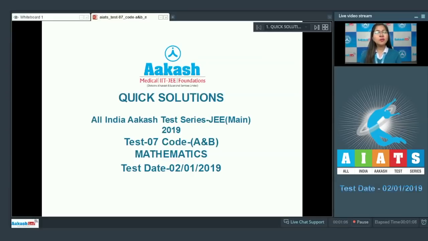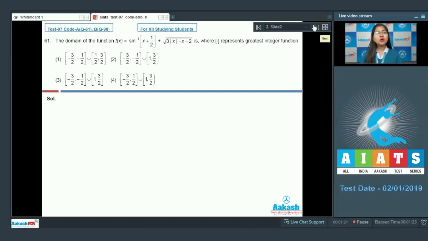Hello everyone. Today we will be discussing the quick solutions of All India Aakash Test Series JEE Main Test 7 Code A and B. So let us start with question number 61.